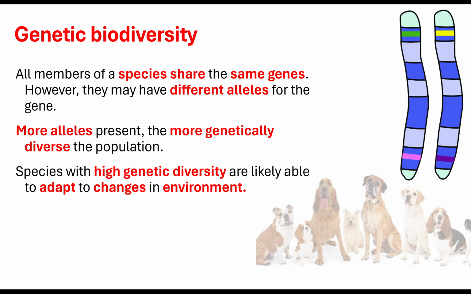So if there is a change in the climate, or if there's a disease that comes along, if they have more alleles present within the population, they are more genetically diverse, they are more likely going to be able to adapt, because those who survive will be able to pass on their alleles. If they all have the same alleles, then a disease could come along and wipe out the whole population. So to have a high genetic biodiversity means you are more likely to be able to adapt to any changes within that environment.